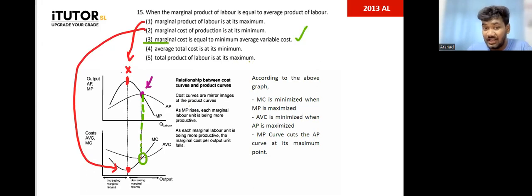We'll look at the others though. Average total cost is at its maximum. We have not drawn average total cost. It will not be at its maximum; it will also be kind of at its minimum. Wrong. Total product of labor is at its maximum? No, total product will be at maximum when MP is 0. That I'll teach you when we get to a question later. That is also wrong. So which one is our answer? Our answer is number 3.